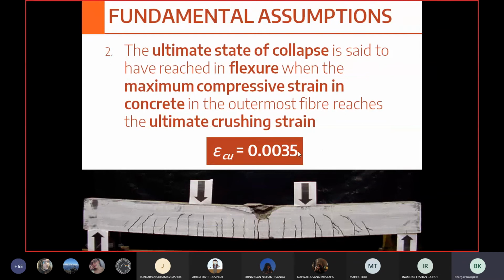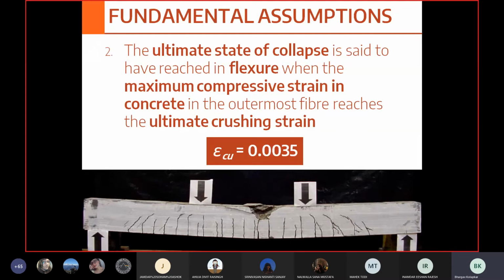Okay. So the next assumption is pertaining to the failure criteria, meaning that when do we say that the member has failed? There has to be a certain criteria, right? We cannot say the member has failed after it has fallen. Like it's obvious that it has failed then.